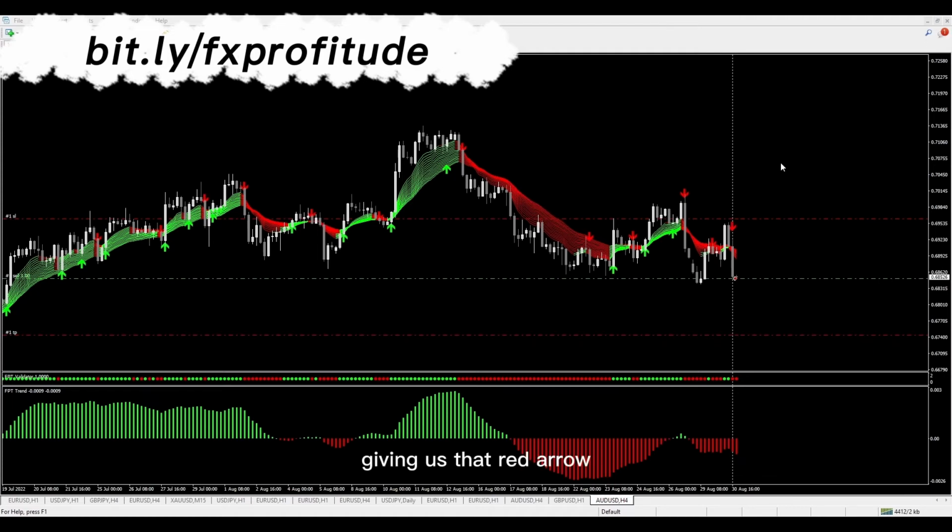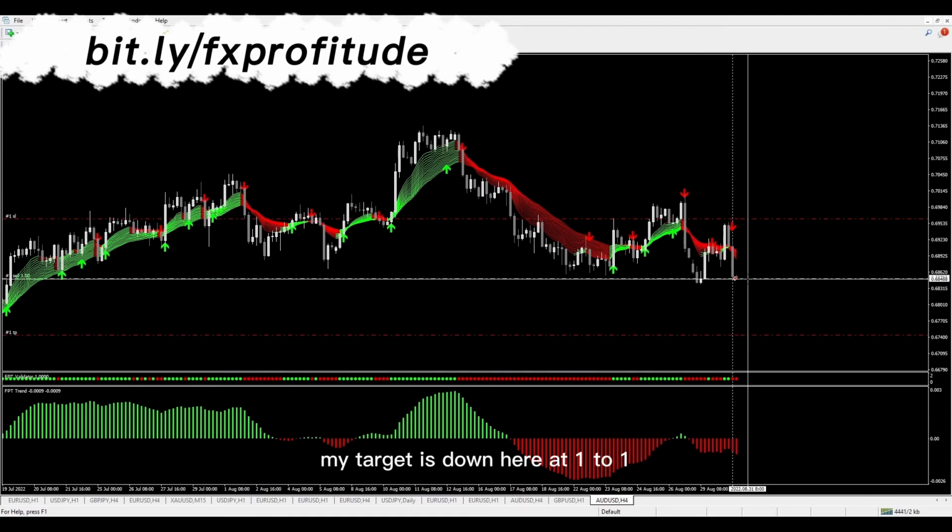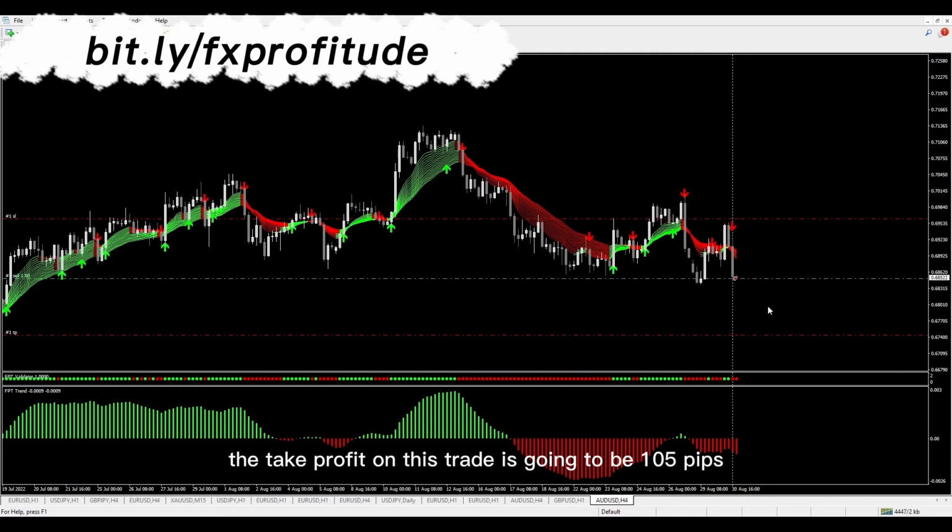The candle closed, giving us that red arrow. The new candle has opened and I entered the trade. My stop loss is placed in the most appropriate location. My target is down here at 1-to-1. The take profit on this trade is going to be 105 pips.